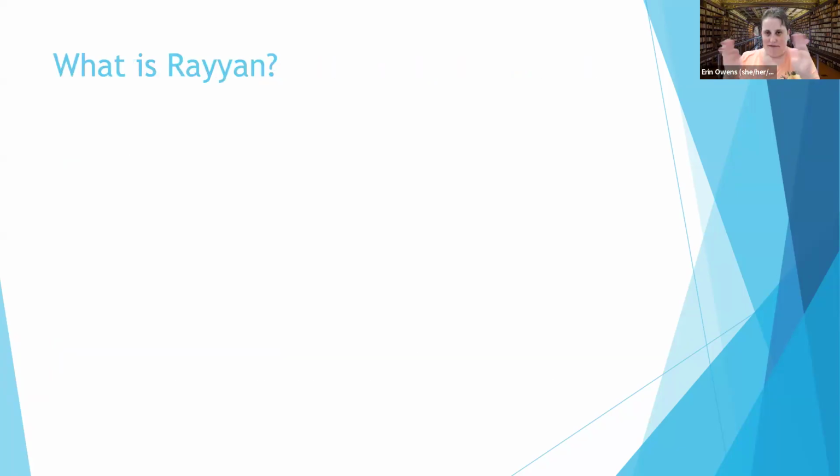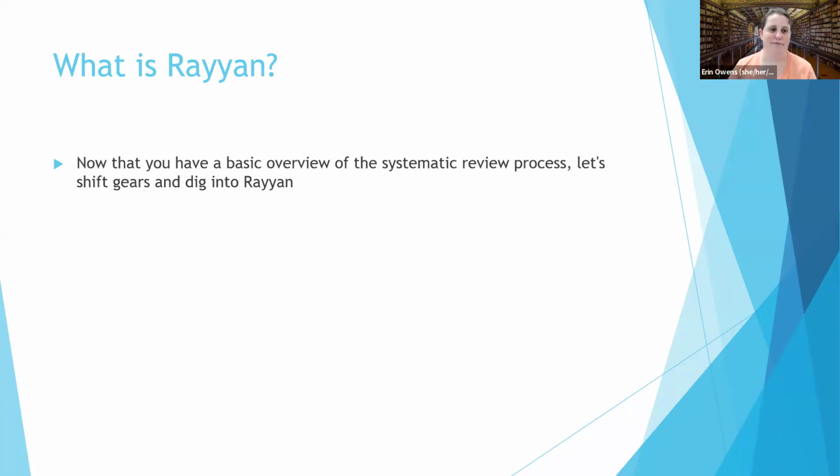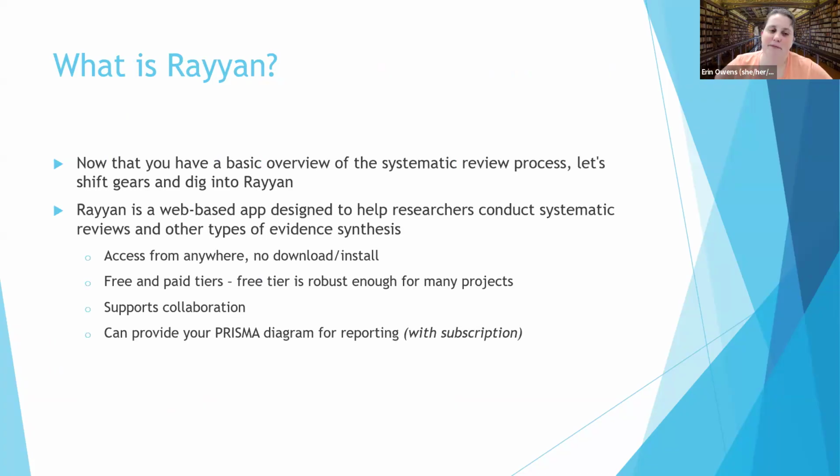Okay, so having finished that quick overview of the method and its process, what is Rayyan? Rayyan is a web-based app that helps researchers conduct systematic reviews and other types of evidence synthesis. I mean, really, you could leverage it for any context in which you want to be gathering together and working with a large body of literature. Because it's web-based, of course, you can access it from anywhere. No need to download or install things.